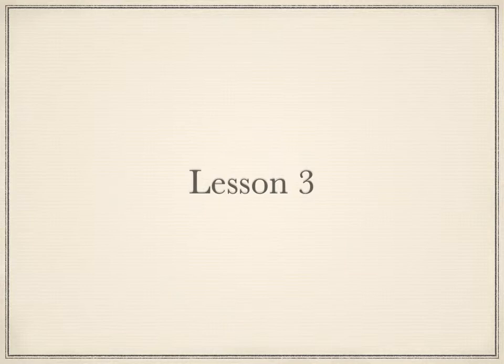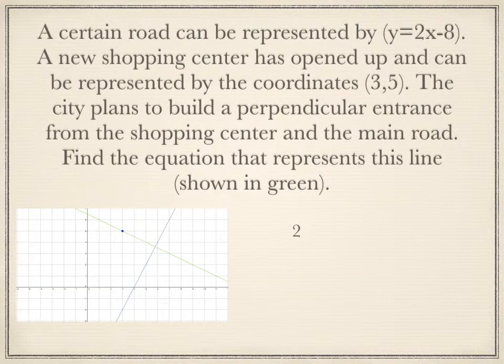Okay, let's go ahead and move on to lesson 3. So this one was a really tricky one. So let's go over an example problem. A certain road can be represented by y equals 2x minus 8. A new shopping center has opened up and can be represented by the coordinates 3, 5. The city plans to build a perpendicular entrance from the shopping center to the main road. Find the equation that represents this line, shown in green.